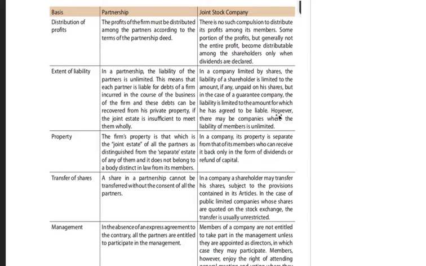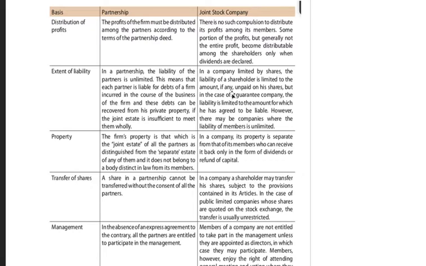However, there may be companies with the liability of members unlimited, but we usually do not see unlimited liability companies at all, because companies are meant only for creating limited liability between the members. So this is a major difference between a partnership and a company. In a partnership, the liability of a partner is always unlimited, unless it's a limited liability partnership, which we will discuss later on. But a normal partnership always has unlimited liability.